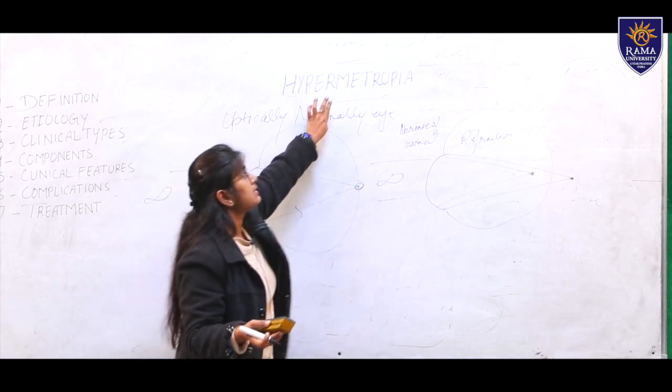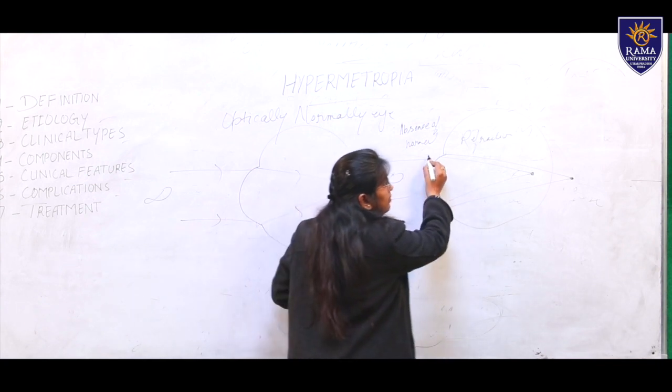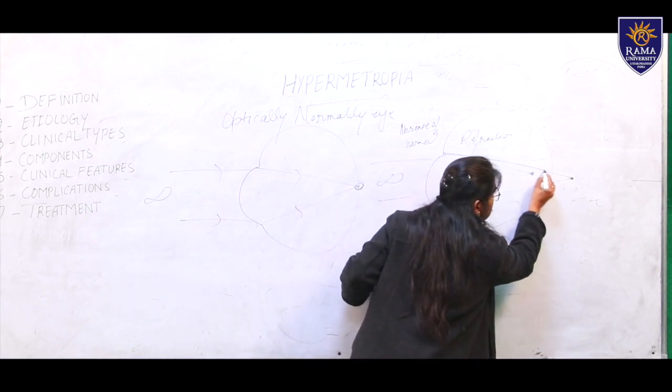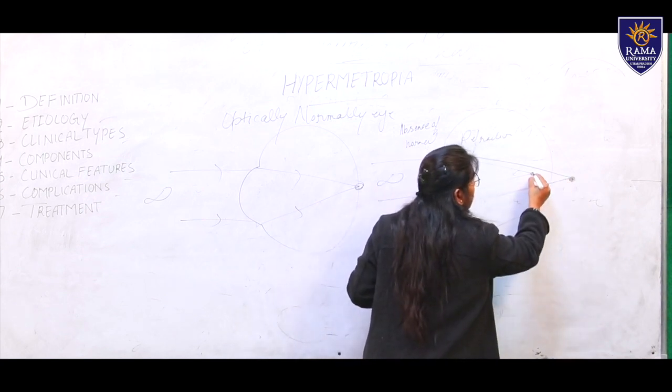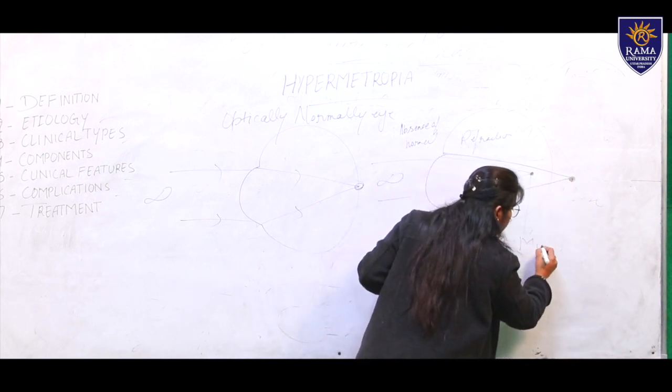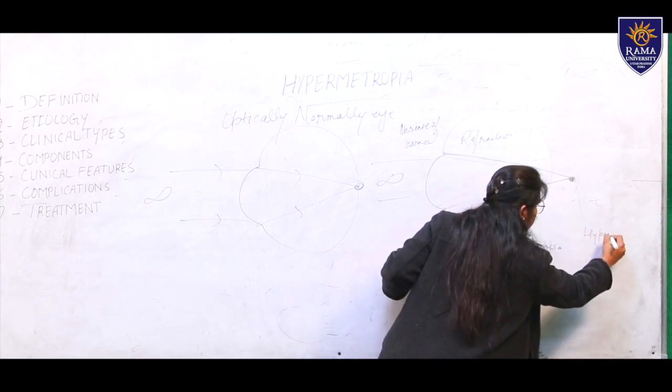Now finally, what is hypermetropia? Hypermetropia: parallel rays of light coming from infinity are focused behind the retina. This is hypermetropia and this is myopia. This is hypermetropia.